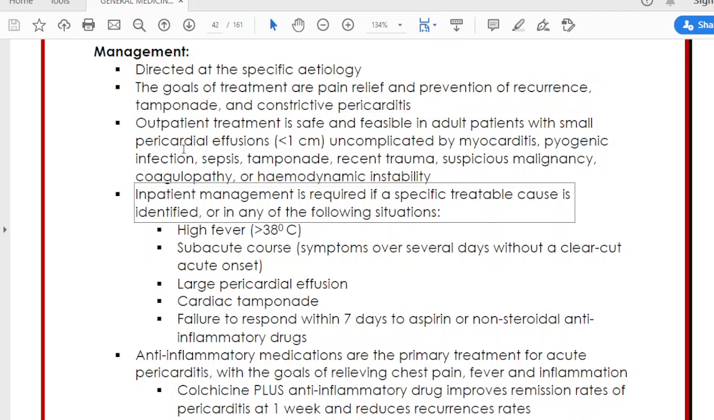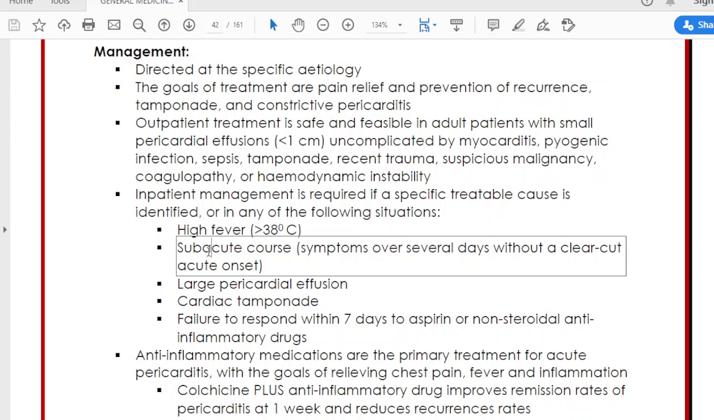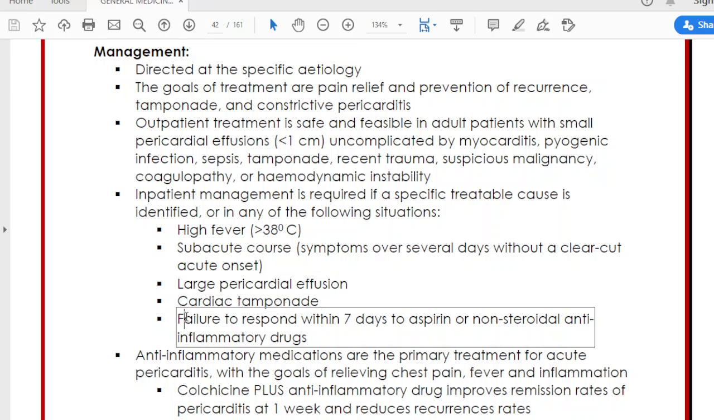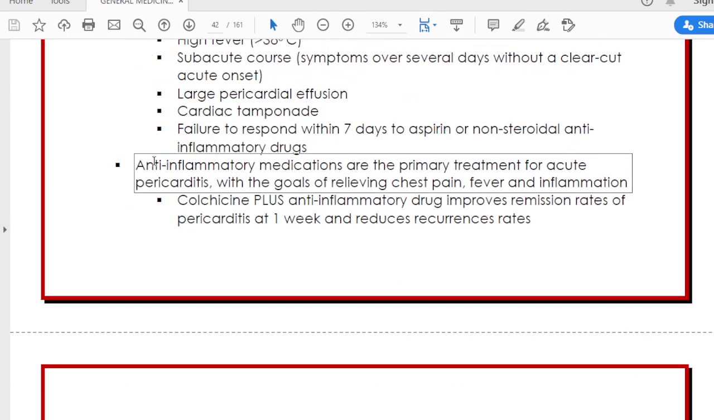Inpatient management is required if a specific treatable cause is identified, or in any of the following situations: high fever, greater than 38. Subacute course, symptoms over several days without a clear-cut acute onset. Large pericardial effusion. Cardiac tamponade. Failure to respond within 7 days to aspirin or nonsteroidal anti-inflammatory drugs.